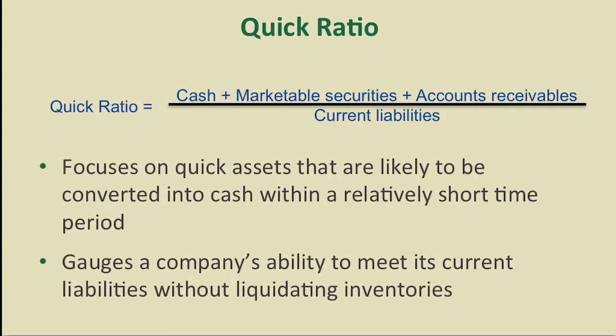This ratio is a more stringent test of the firm's capability to pay off current liabilities. We also call it the asset test. And in this ratio, when we calculate the numerator, we kick out other current assets, for example, inventory, because we don't believe inventory is as liquid as those three items of quick assets.